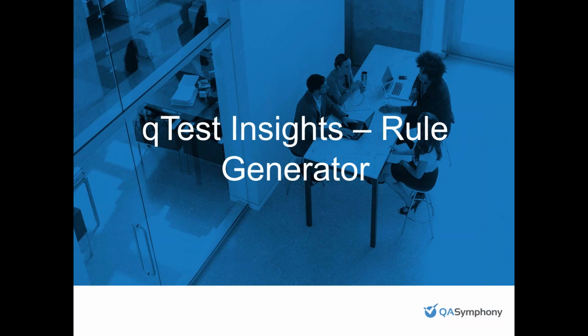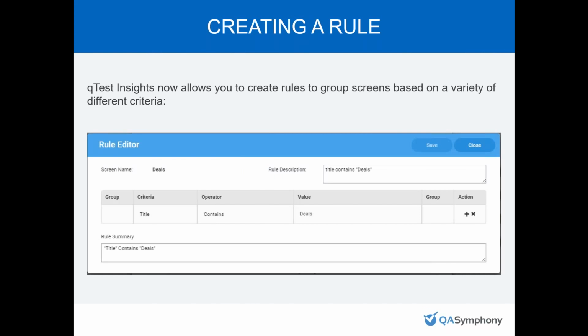qTest Insights-wise, which was previously QMaps, we do have a new rule generator here. The rule generator basically allows you to group screens together. For a lot of companies that were using QMap, which is now qTest Insights, they wanted to group screens together. For example, here, if the screen name title contains the word deals, they wanted to group that into one node on the map to consolidate the number of screens that are getting created there. You can very easily use this rules generator and build particular rules that create these types of groupings of screens.